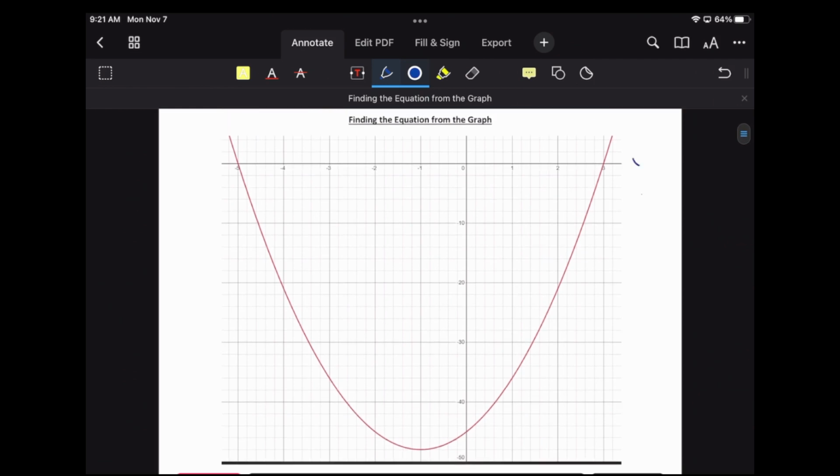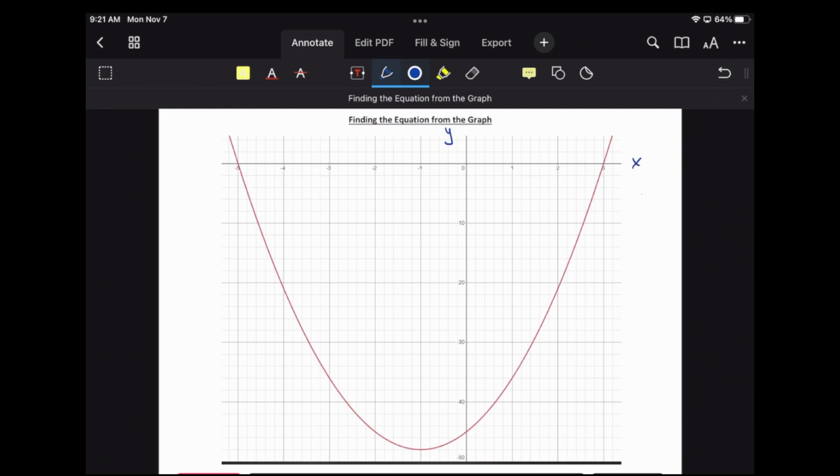So we can see our x-axis is here, our y-axis is here. We can see that we know the vertex, so that's helpful. And we also know the x-intercepts. For this specific example, I'm going to work through focusing on the x-intercepts. You could also answer this question by focusing on the vertex, but I wanted to start with factored form first.